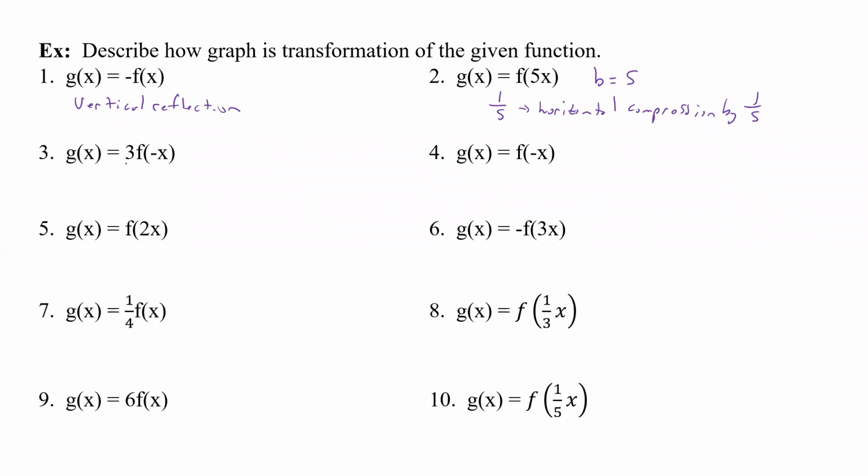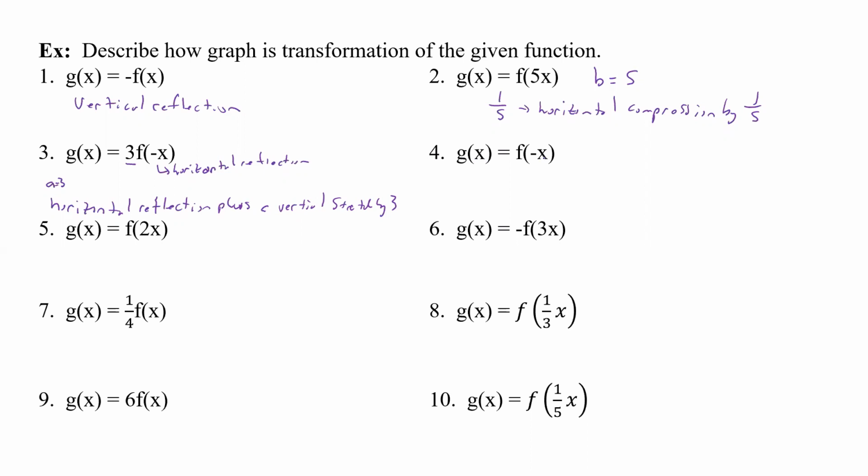Now what about this one? Here we are multiplying, that's going to be our a, so a is 3. And then we also have a horizontal reflection. So we have two things going on here. We have a horizontal reflection plus a vertical stretch by a factor of 3.